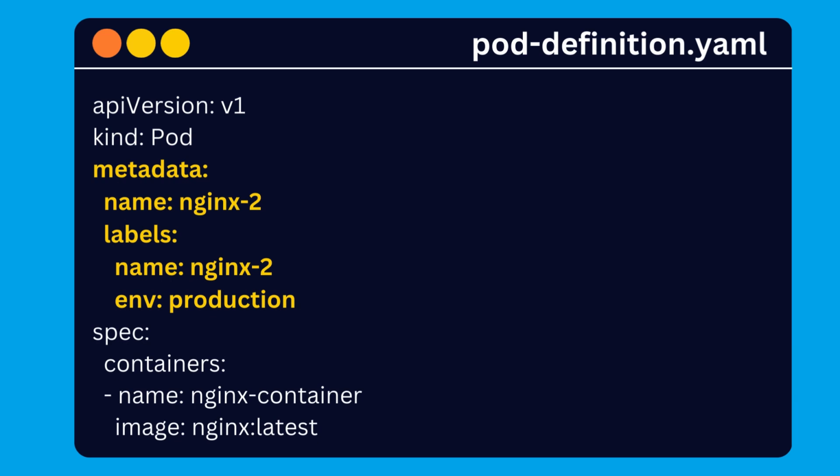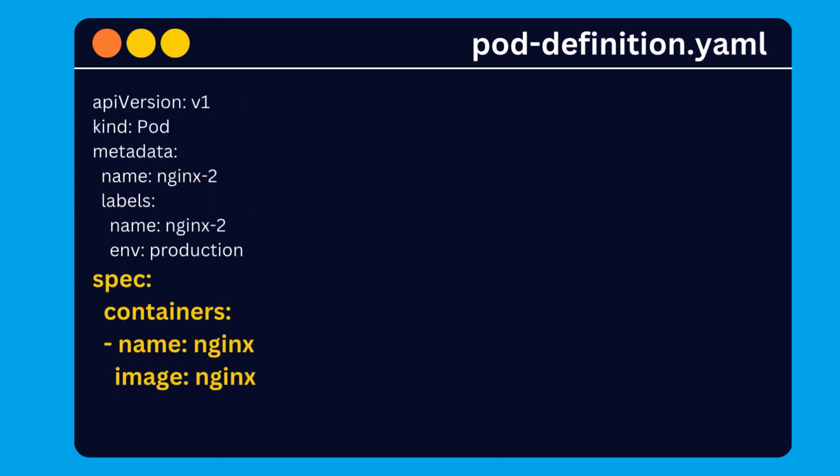or any custom name, and you will also add labels here. Labels are where you can include custom information like environment is production or development and categories like front end or back end. Remember, the metadata section typically contains standard fields like name and labels, and any custom info should go into the labels.